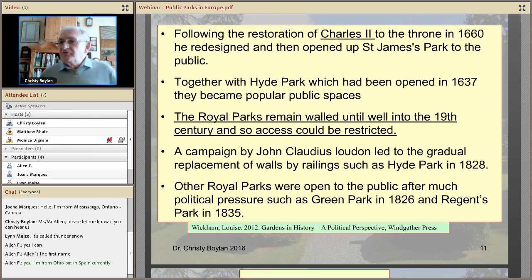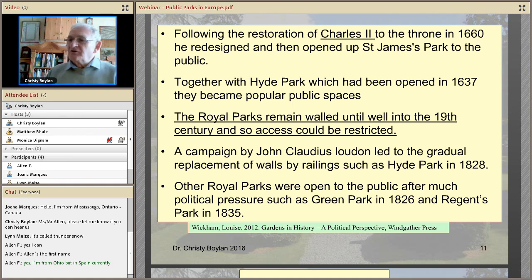So following the restoration of Charles II, which we mentioned a while ago, to the throne in 1660, he redesigned and then opened up St. James's Park to the public. And together with Hyde Park, which had been opened in 1637, they became popular public spaces. But the royal parks remained walled until well into the 19th century, and so access could be restricted.